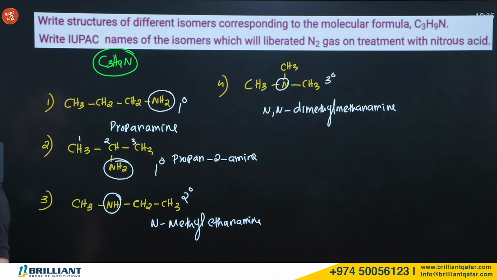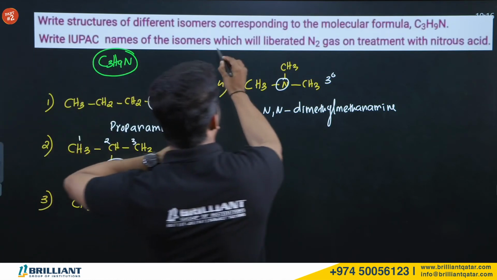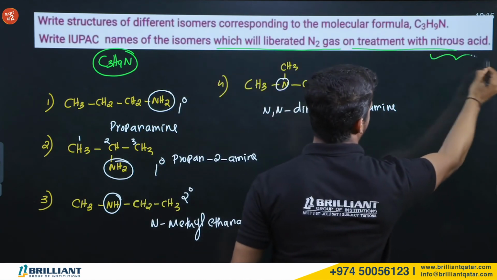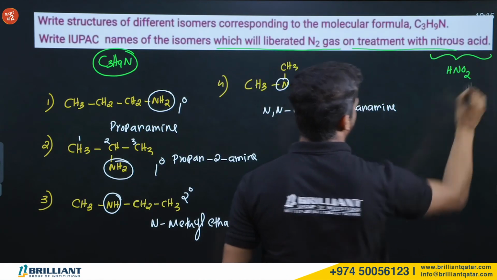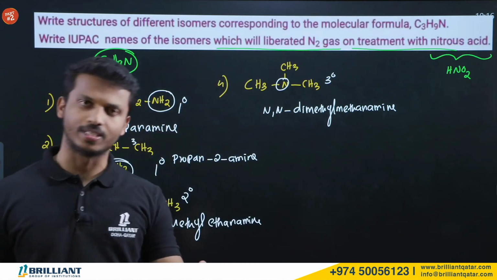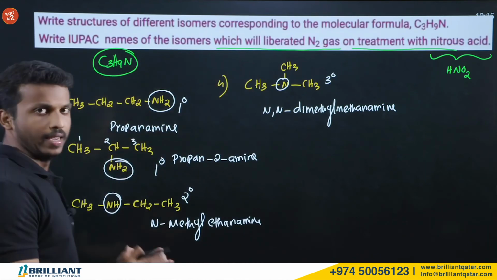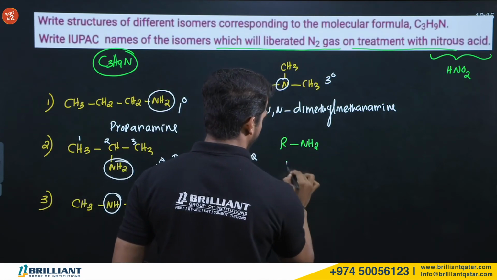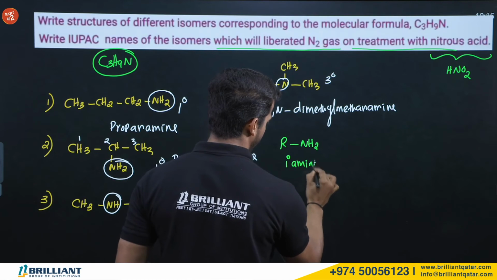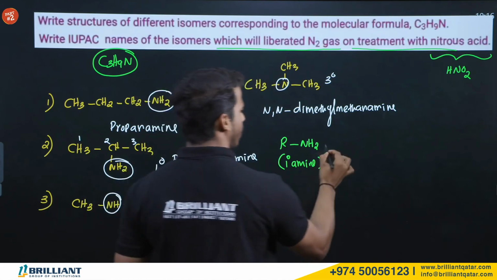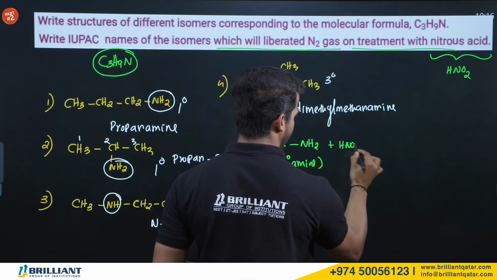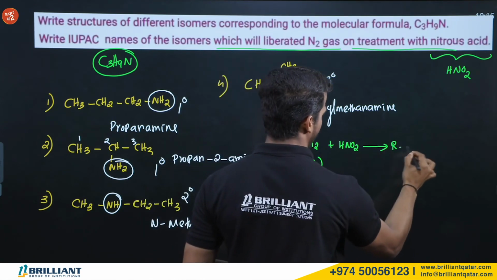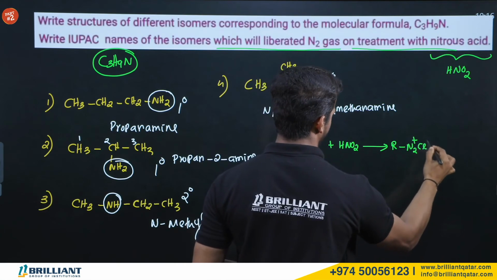Question. Which will liberate nitrogen gas on treatment with nitrous acid? What is nitrous acid, dear all of you? HNO2. You studied the diazotization reaction, the same thing. Generally, let me take RNH2, a primary amine. When you treat a primary amine with nitrous acid, HNO2, you will get diazonium salt. What is diazonium salt? You will get RN2+ Cl-.